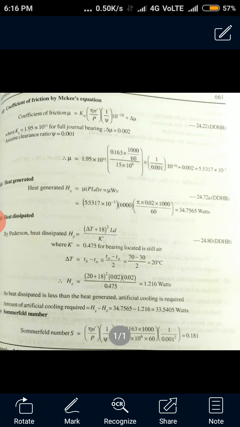For the last parameter, Sommerfeld number, use the equation viscosity N dash by P into 1 by zeta square. We know all the values, so we'll get the Sommerfeld number as 0.181. Okay, so like this we'll calculate the parameters of a lubrication problem.